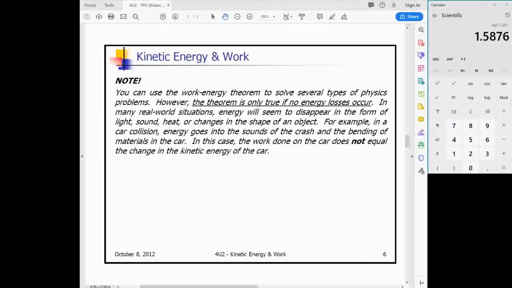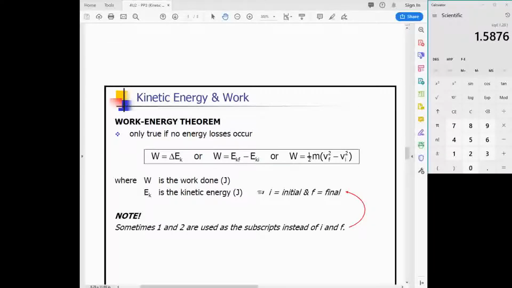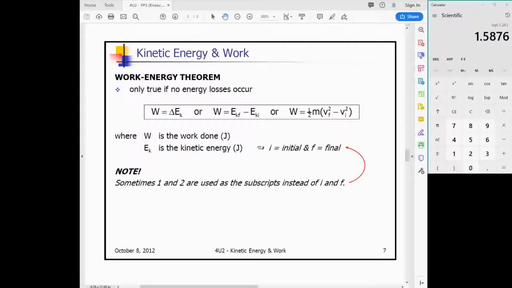But it says here you can use the work-energy theorem to solve several types of physics problems. However, the theorem is only true if no energy losses occur. In many real situations, energy will seem to disappear in the form of light, sound, heat, or changes in shape of an object. For example, in a car collision, energy goes into the sound of the crash and the bending of the materials in the car. So in this case, the work done on the car does not equal the change in the kinetic energy of the car. So because the work-energy theorem has to incorporate every sort of change of energy, it seems like it's not that useful, although we can use it in specific situations.